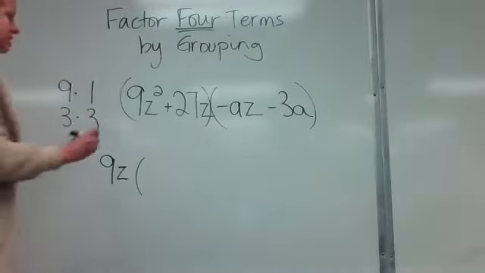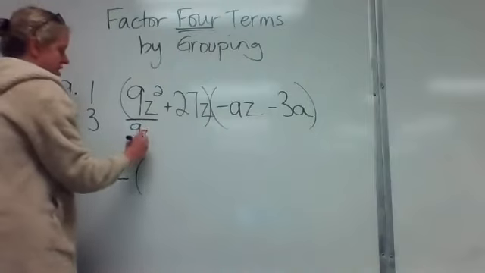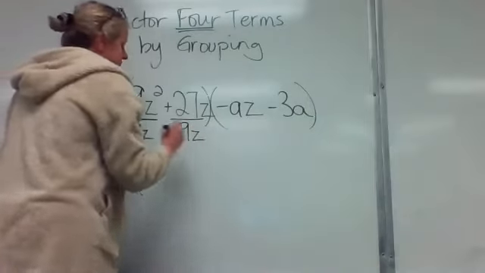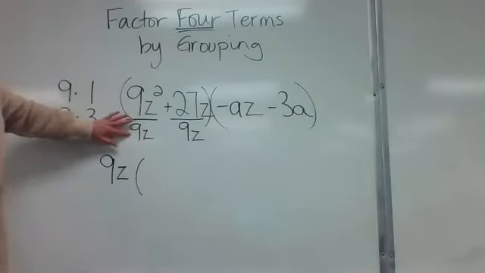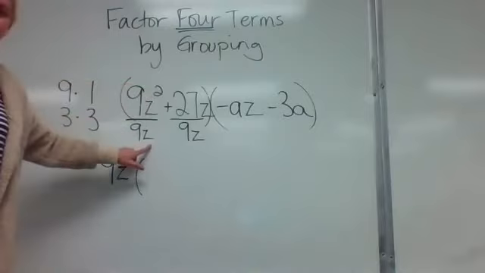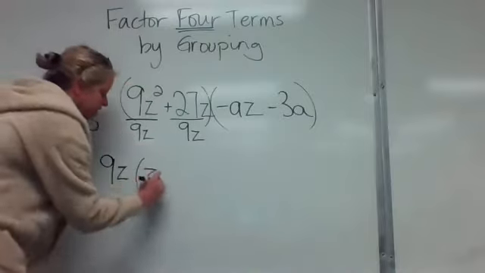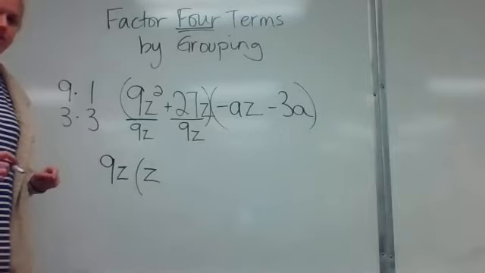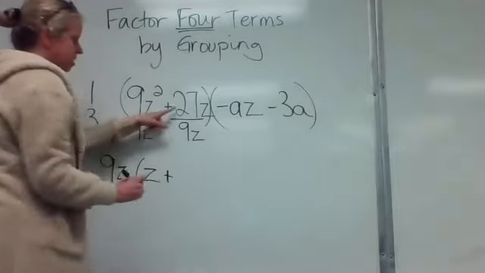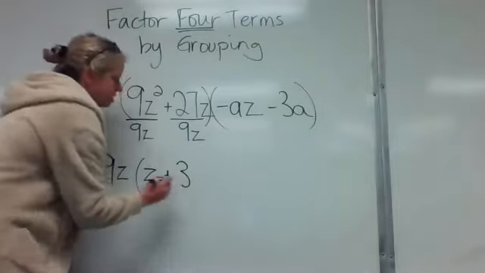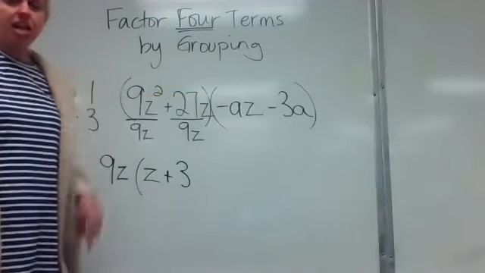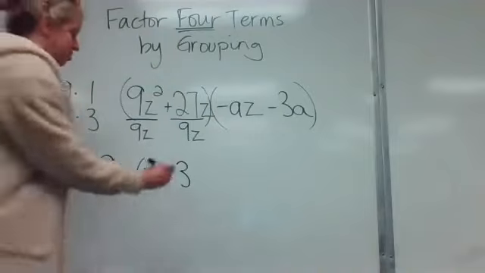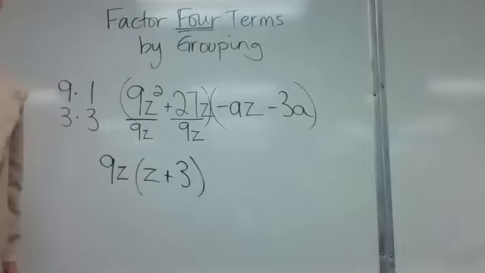Put in parentheses what's left. So let's see what's left after I pulled out a 9z. Here I pulled out the 9. I had z squared, but I pulled out a z. So I still have a z left. Plus 27 divided by 9 gives me 3. I had a z, but I pulled it out. So I don't have any z's left. So z plus 3 is what is left.